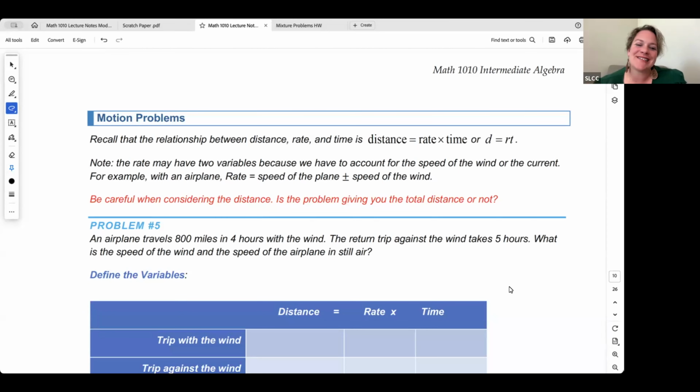Hello. Today we'll be discussing section 2.1, applications of 2 by 2 systems of linear equations. In this video, we'll talk about motion problems and go over problem number 5.